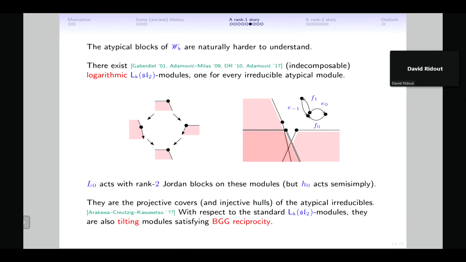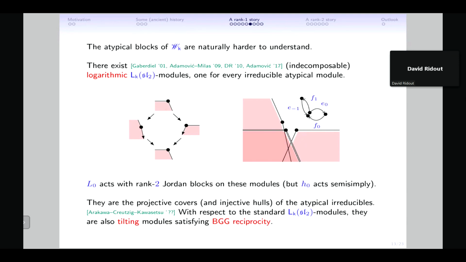And then we have a conjugate highest weight module, and we have a spectral flow of a highest weight module. And you put those all together and glue them in some nice way, for example, like this, where you see the explicit actions of E0, F0, F1, and E minus 1. That's just one way in which this can occur. It's not the only way. And you put them together and you get an indecomposable, and L0 acts with rank 2 Jordan blocks.